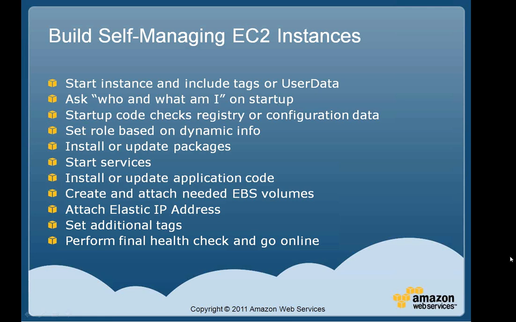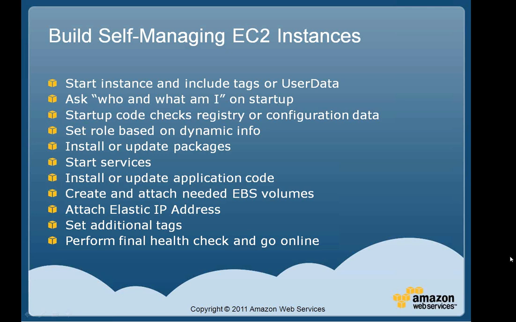You could have the AMI ask as it boots, who and what am I? And you could ask that in a couple different places. You could look in the user data, or you could query the tags themselves for that information. Other things that you can do here is set the role so that it can say, I'm actually an app server for application X, and then go query the information it needs to be able to pull down and install whatever packages it needs to be that app server, and then point its configuration to the appropriate application and database server, etc.